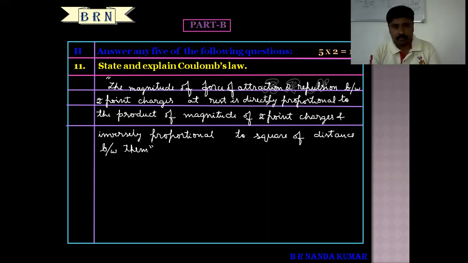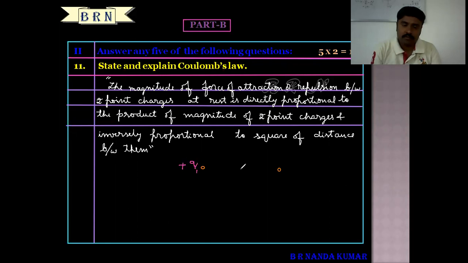The magnitude of force of attraction or repulsion between 2-point charges at rest is directly proportional to the product of magnitude of 2-point charges and inversely proportional to the square of the distance between them. The explanation is very simple. Let us consider here the 2-point charges. So what is the meaning of point charges? The charges whose size is very small with respect to their separation.